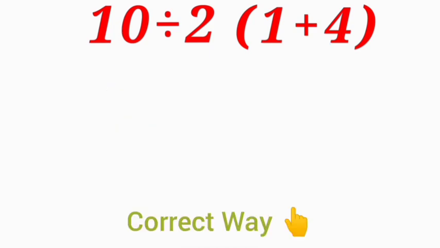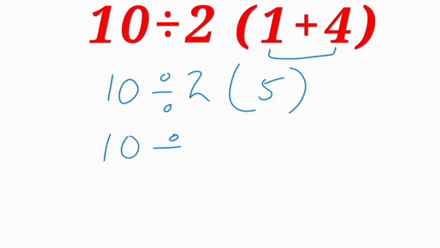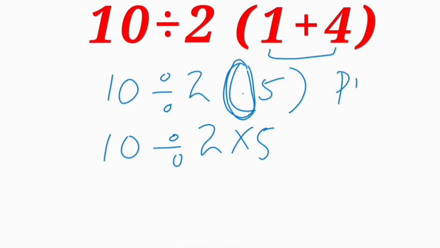The correct way for this problem: 10 divide 2 into 1 plus 4 equal to 5. 10 divide 2, this bracket for multiply, so 2 multiply 5. So use the PEMDAS rule.